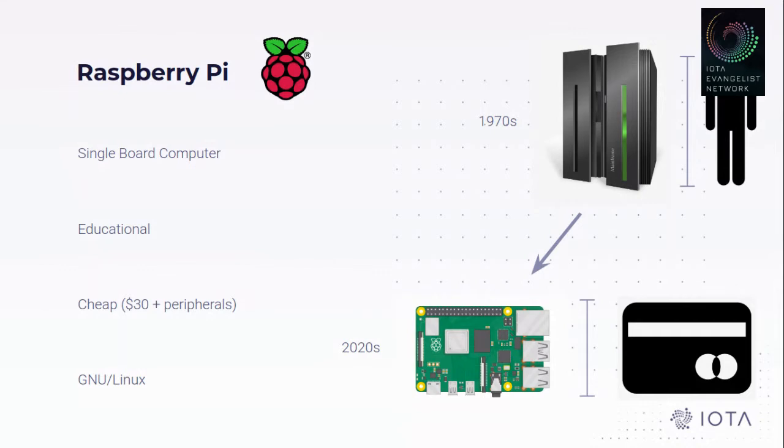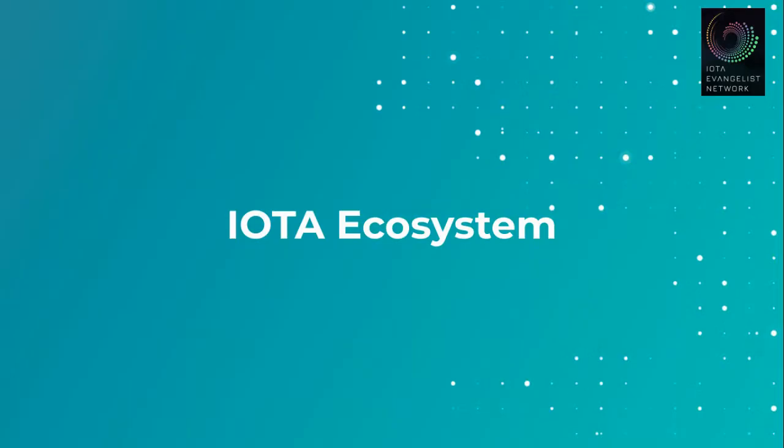The most popular operating system for the Raspberry Pi is usually GNU/Linux, some sort of distribution of this operating system. So let's switch gears and talk a little bit about the IOTA ecosystem.